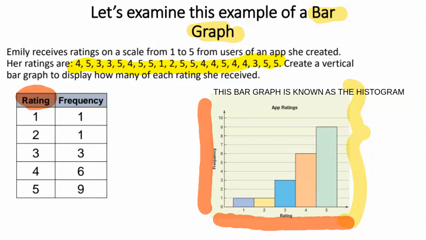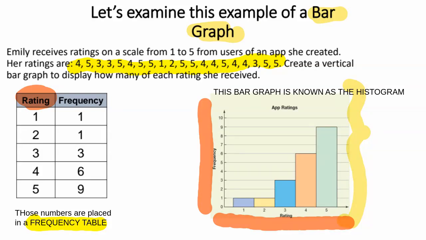Those numbers are placed in a frequency table because you have to sort out all of those numbers. How many 4s do I have? How many 5s do I have? How many 1s do I have? This table is known as a frequency table. I then find all of them.